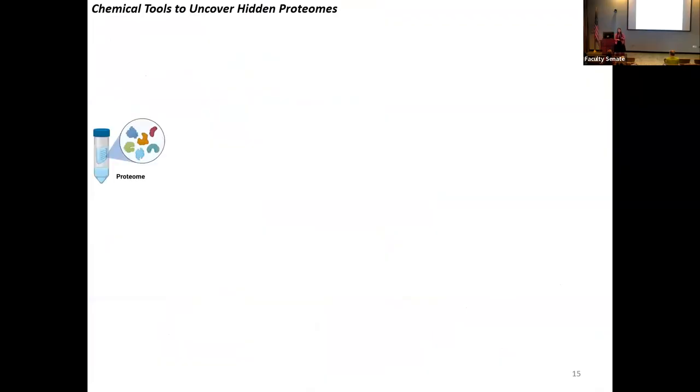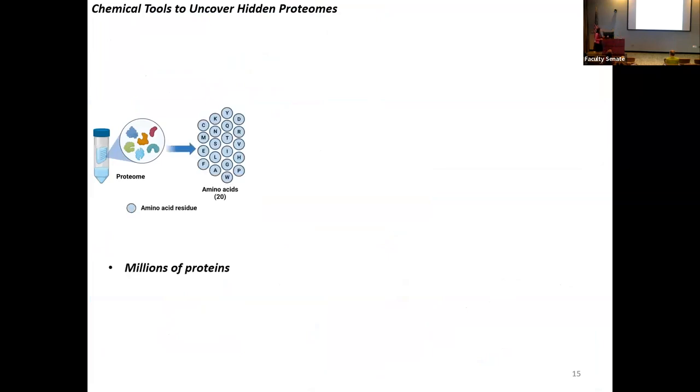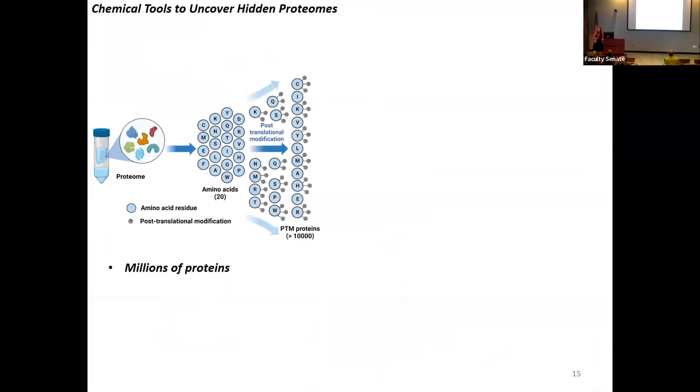And what we are doing in that is, the goal of this is to develop a technology to understand the function of this hidden proteome. It is of course challenging because proteins are extremely complex systems. They contain millions of proteins, and these millions of proteins are made up of these 20 amino acid residues. And these 20 amino acid residues further undergo a variety of different modifications, which are called post-translational modifications, and together they control functions, but they are also implicated in a variety of diseases, as I have mentioned earlier.